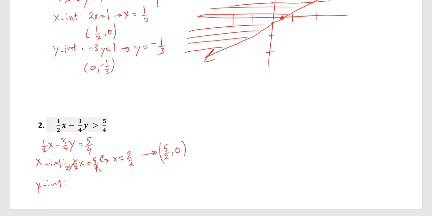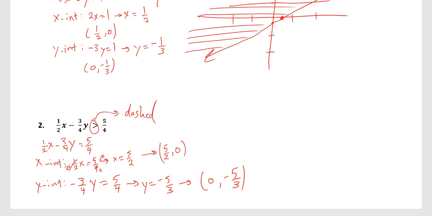For the y-intercept, we set x equal to 0, so we have -3/4 y equals 5/4. So then we multiply by -4/3, right? So that gives us y equals -5/3. So the intercept is 0 and -5/3. Okay? So then we look at the inequality sign, and there's no equal component in it, so the boundary will be dashed.